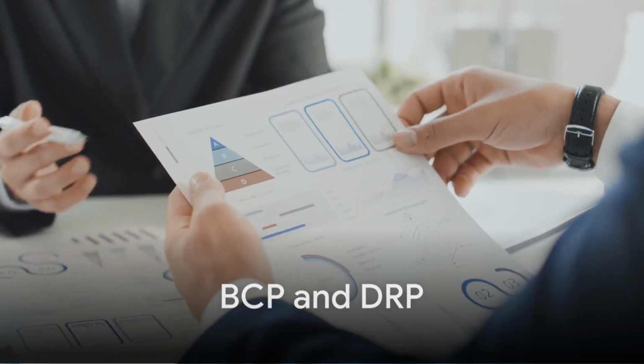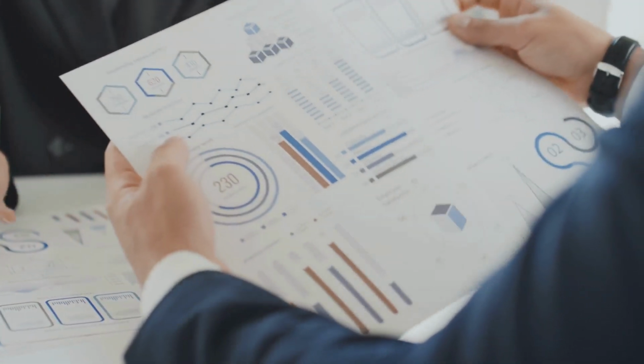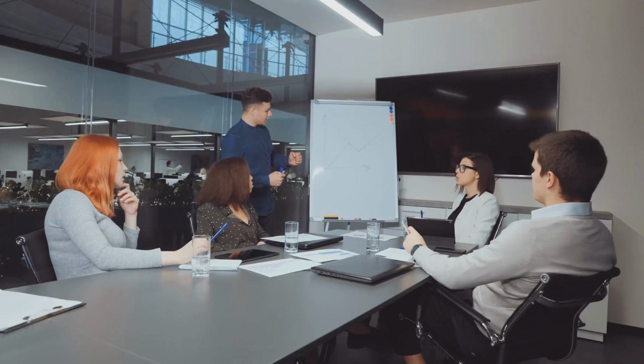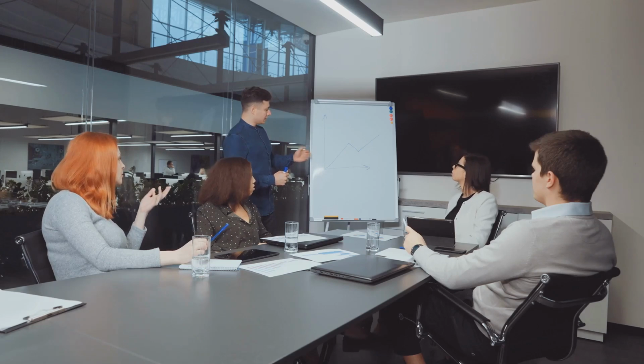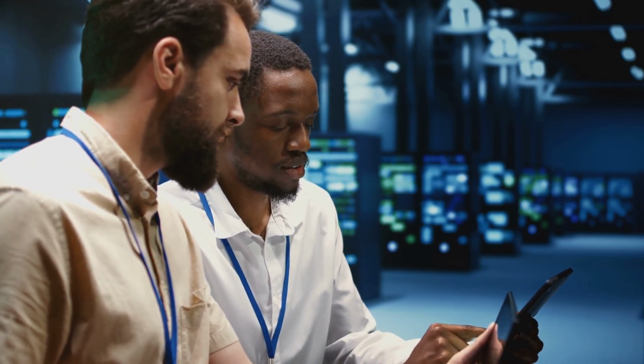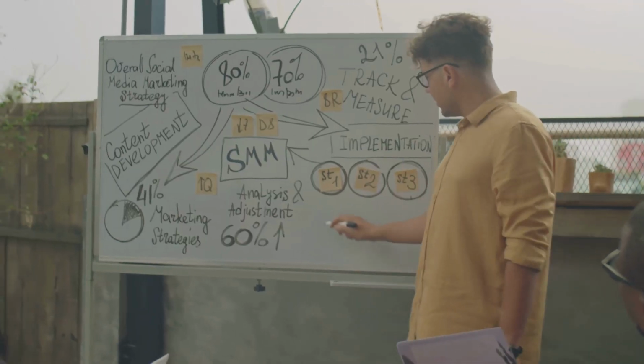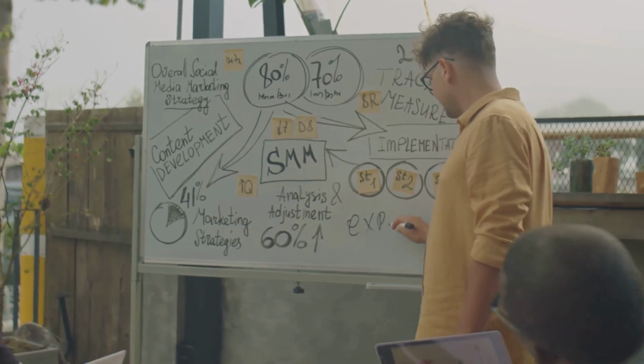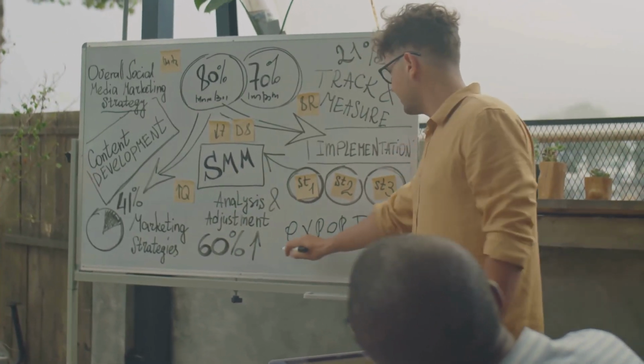The BIA provides the foundation for developing business continuity plans. It ensures that recovery strategies are aligned with the criticality of business functions. The BIA helps prioritize IT systems and applications for recovery based on their impact on business operations. It ensures that recovery time objectives and recovery point objectives are met for critical systems.